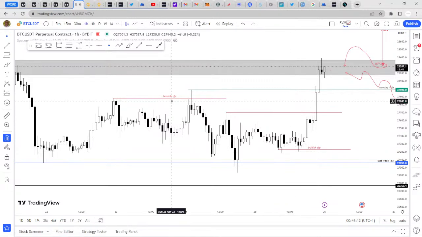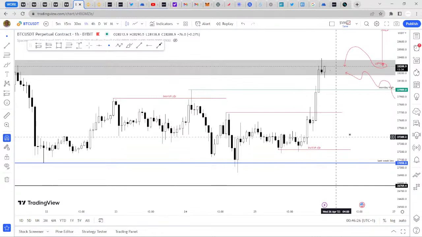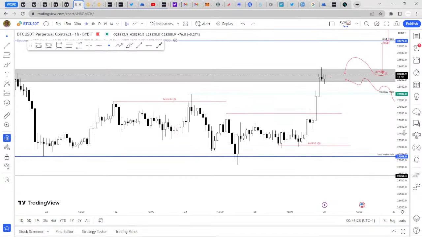So I don't know if you guys understand the swing failure pattern. You can leave a comment. Let me know if you understand the SFP. And also, if you have questions, please kindly ask, so I'll answer them. So see how this SFP, that swing failure we had here, led to the move up.